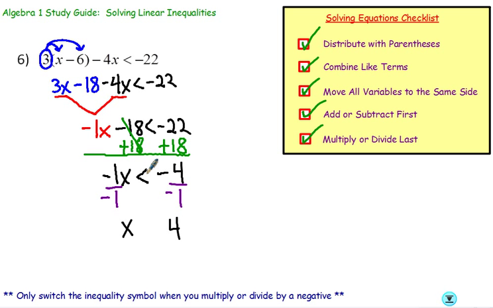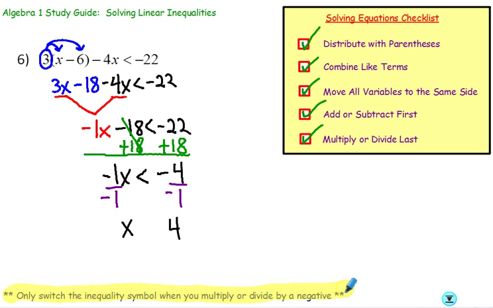If you haven't already written this down, write this note down at the bottom of your page there. What we do is that we only switch the inequality symbol when we multiply or divide by a negative. I'll go ahead and highlight that there. So you switch the inequality symbol when you multiply or divide by a negative.